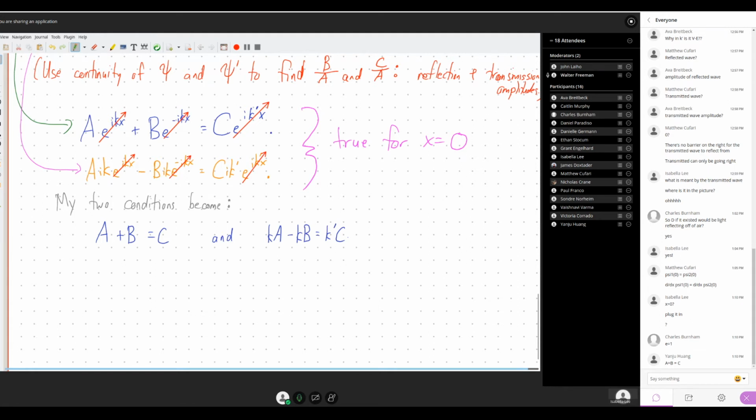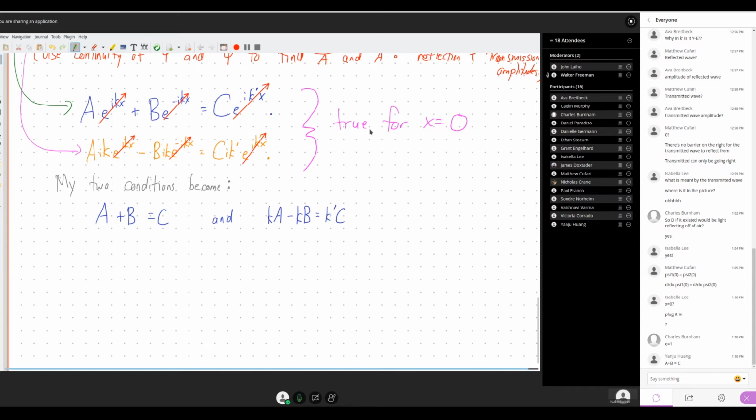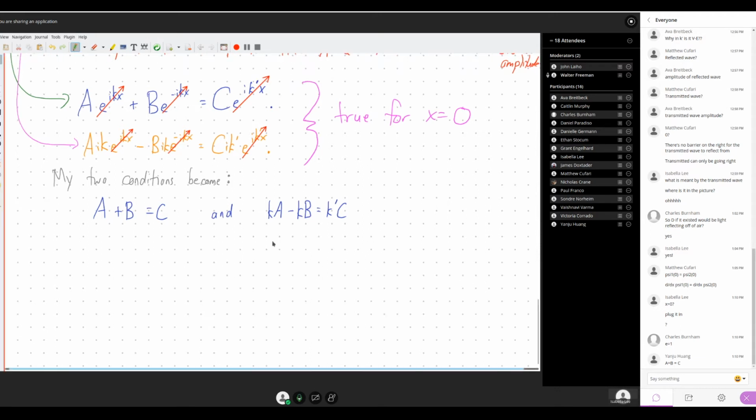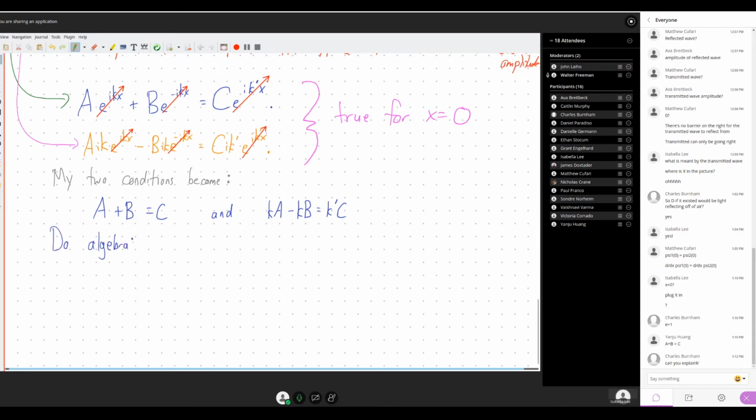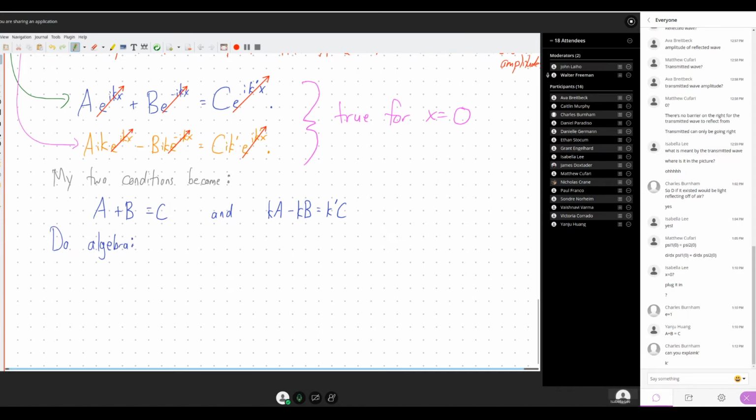So now I have to solve these two equations. There are any number of ways to solve this system of equations. I kind of like substitution because it's guaranteed to always work. I know there are other fancier ways to do it. A equals C minus B.